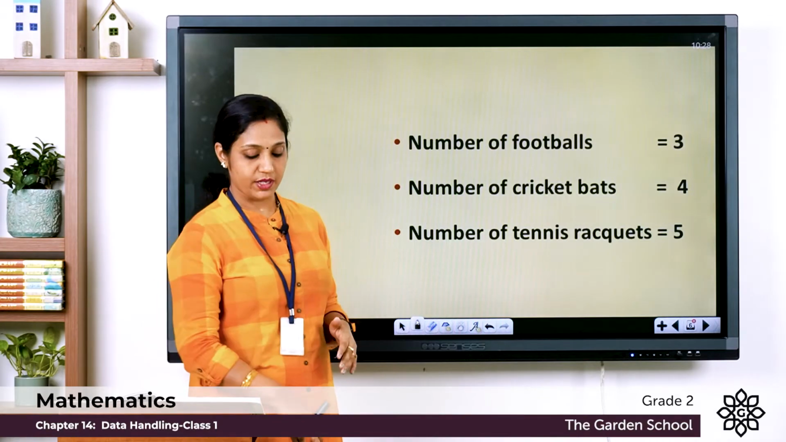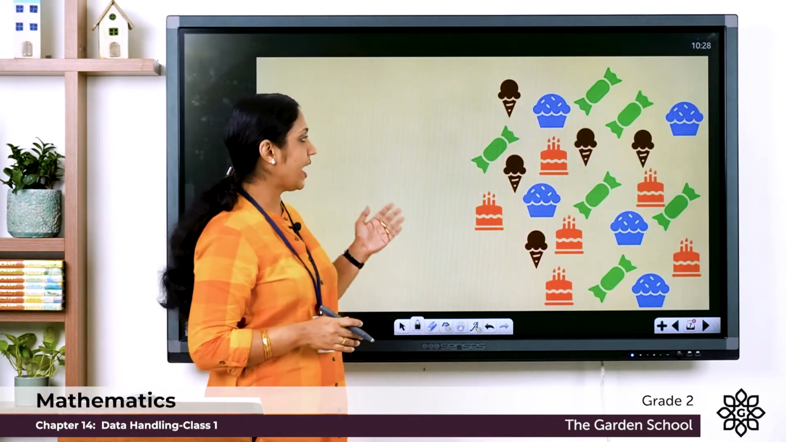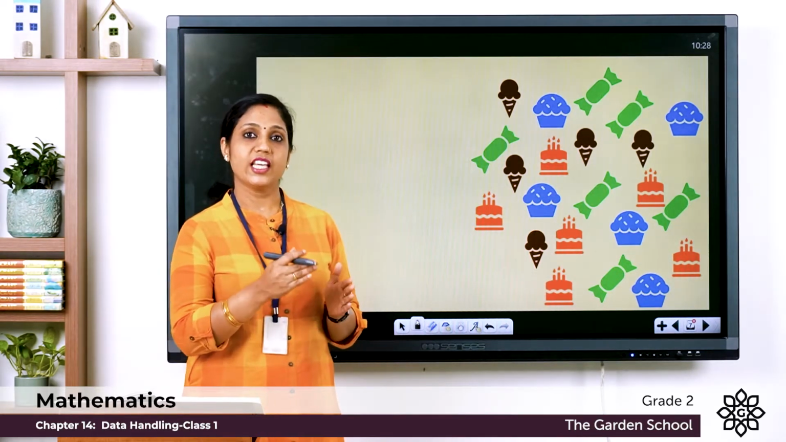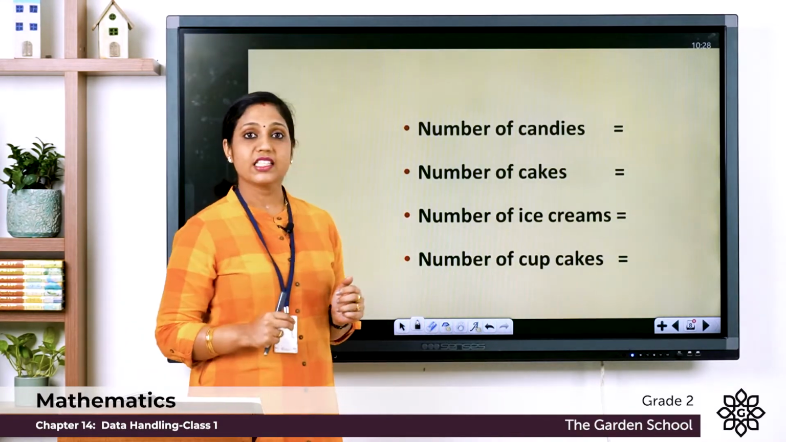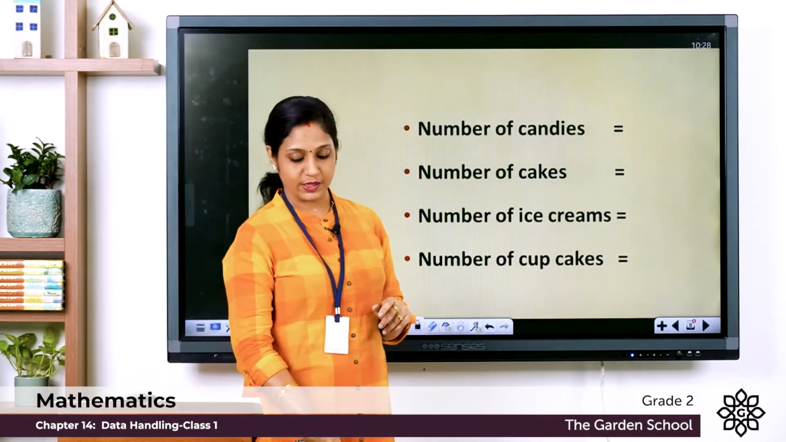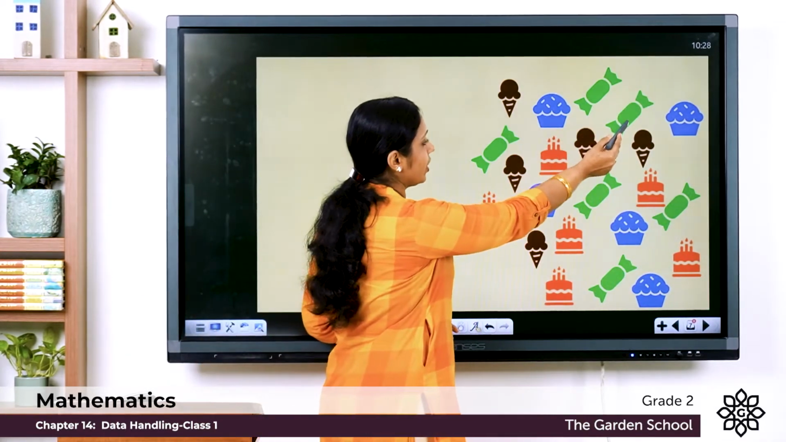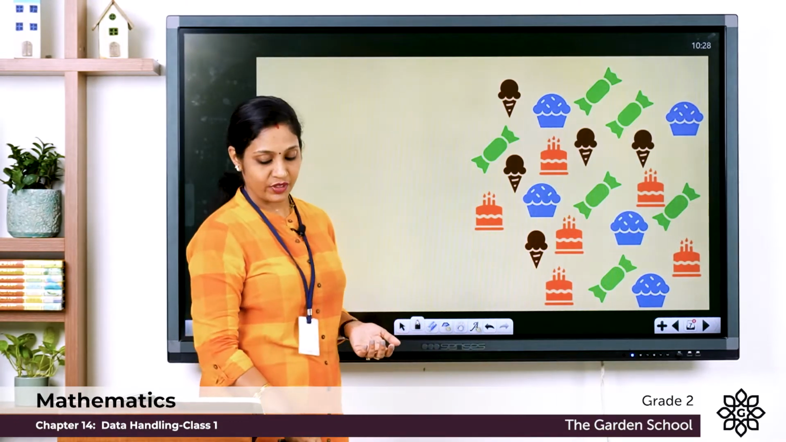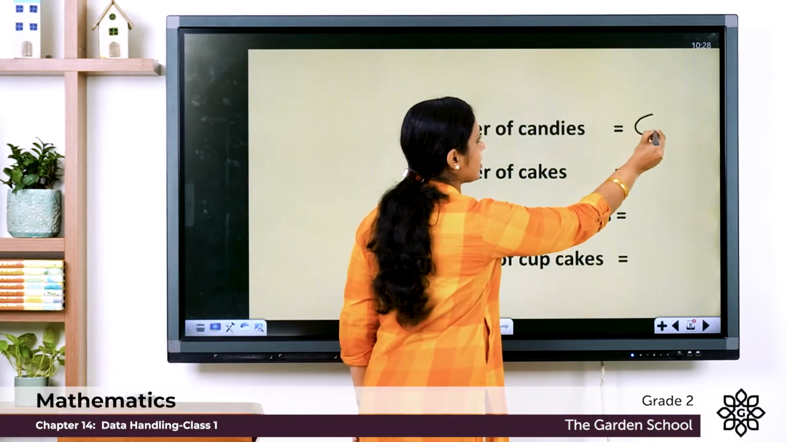Let's see more examples. Here in this picture you can see candies, cakes, ice cream, cupcakes. Now let's keep a record of it by counting them. First let's count the number of candies. 1, 2, 3, 4, 5, 6. So how many candies are there? There are 6 candies. So we can write it 6.